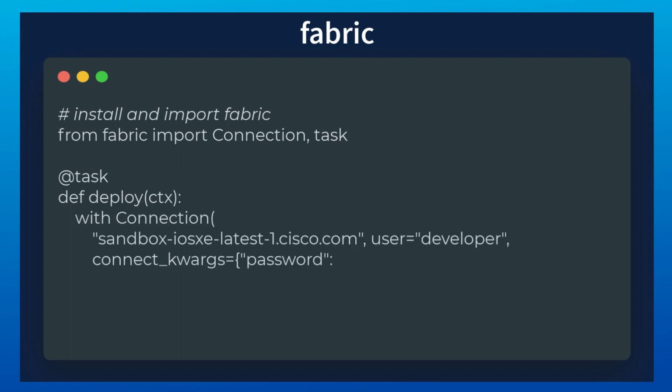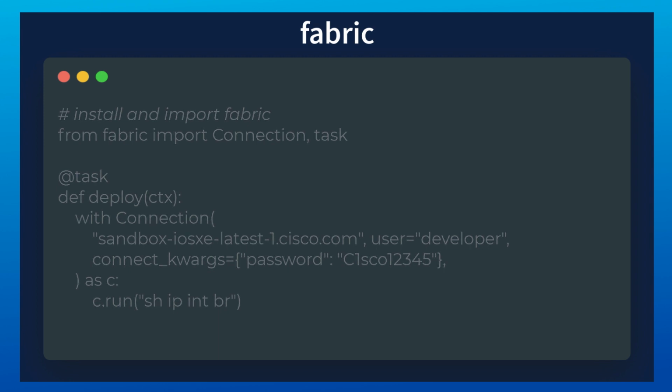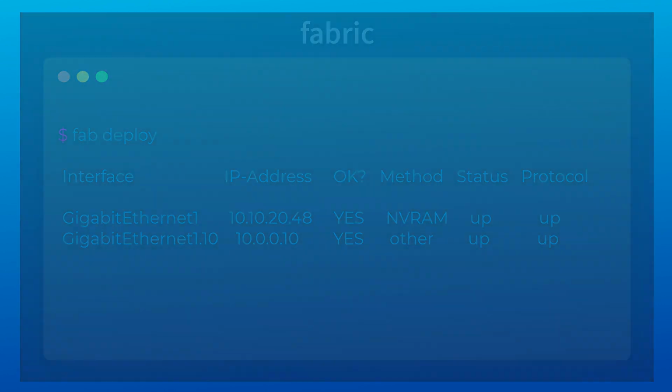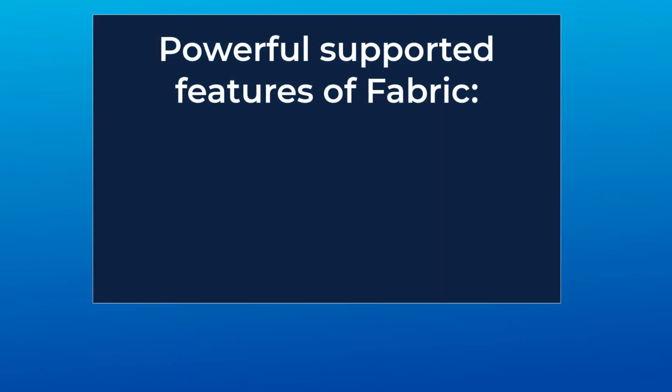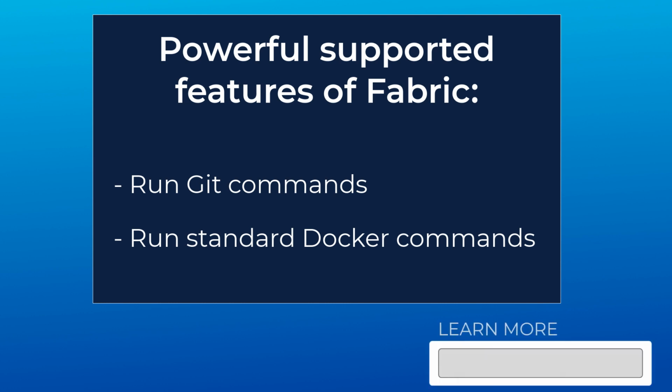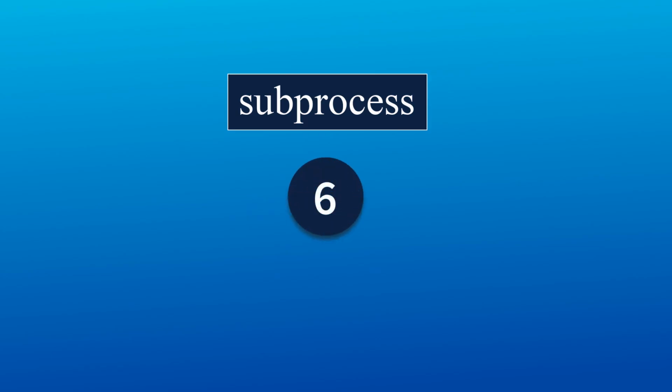After installing Fabric, we use the task decorator to make a remote connection and run commands. Fabric provides the fab command, which reads its configuration from a file, fabfile.py. We can use Fabric to run any number of Git commands, such as pull, commit, or push, as well as the standard Docker commands. Imagine how much you can simplify your CI/CD pipeline with these. Learn more at fabfile.org.